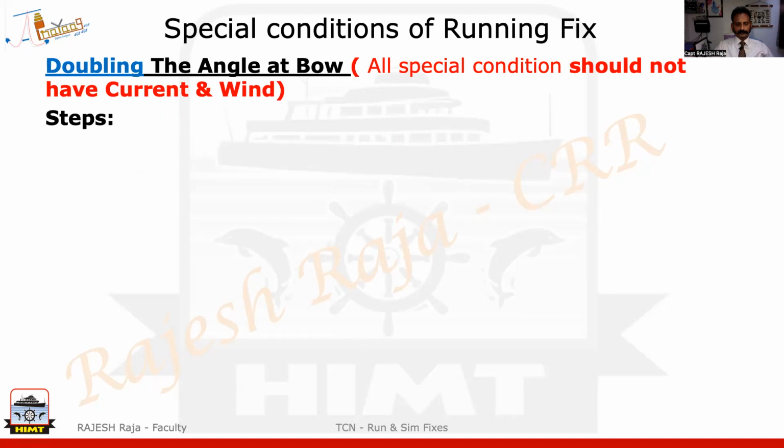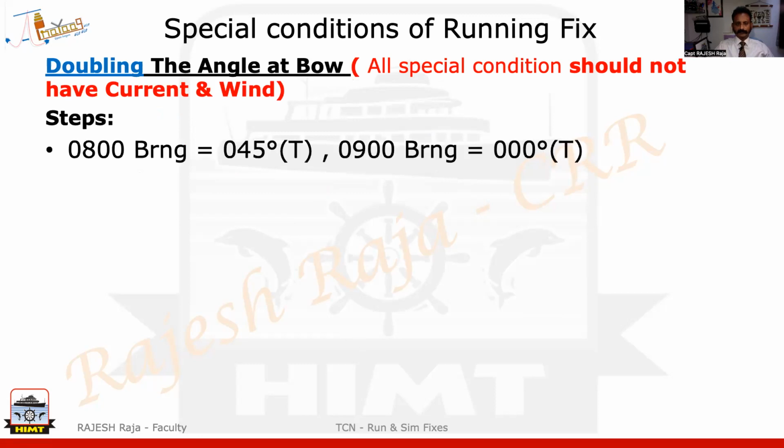Let us say I was sailing, and I could see one lighthouse at 8 o'clock bearing 045 true. And let us say after 1 hour, the same lighthouse was 000 degrees true, which is true north. At the same time, my vessel was sailing a course of 090 with a speed of 12 knots.